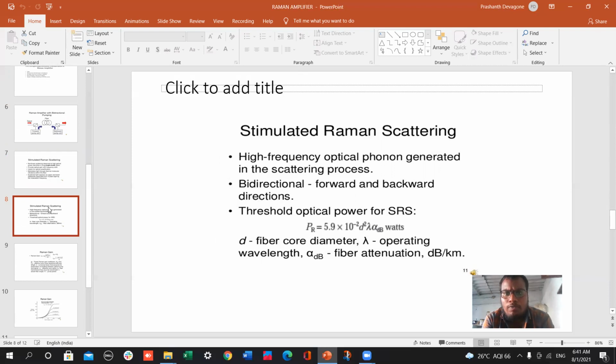The threshold optical power for SRS is P_R equals 5.9 times 10 to the power of minus 2 times D squared times lambda times alpha dB watts. D is the fiber core diameter, lambda is the operating wavelength, and alpha dB is the fiber attenuation in dB per kilometer.